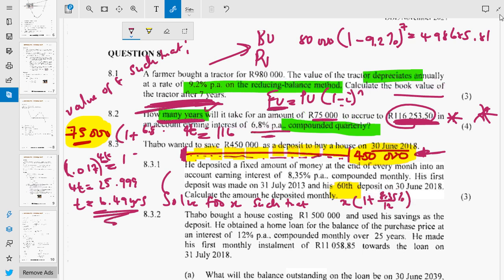How many months? 60. 60 regular payments minus 1. Now be careful, this whole thing is in bracket, and I have to divide by 8.35% over 12, and I need to get a future value of 450,000. So you have to solve for x there, which I think most of you can do. You'll find that your x is 6068.69.